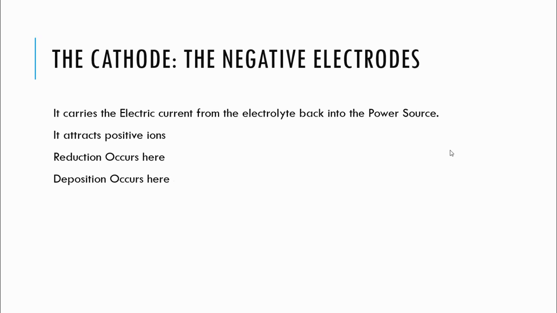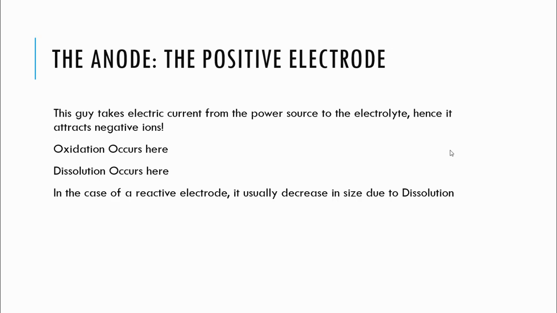And to the cathode now, it carries the electric current from the electrolyte back to the power source. That means the electric current leaves the anode while the electron will enter. Simple stuff. So it attracts positive ions, reduction occurs there, deposition occurs there. Dissolution occurs at the anode in the case of reactive electrodes. There are some electrodes that are not reactive, that are inert. They will not dissolve, they will not do anything.